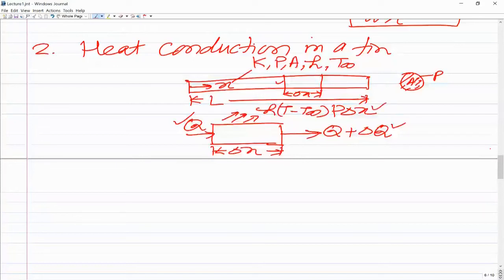Sir, this outgoing heat flux should be Q minus delta Q, isn't it, sir?